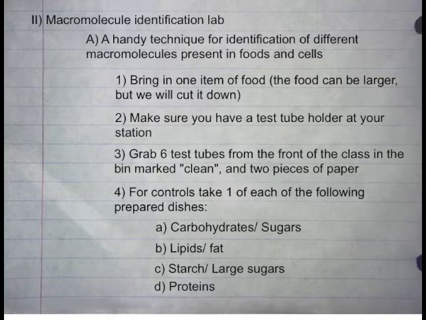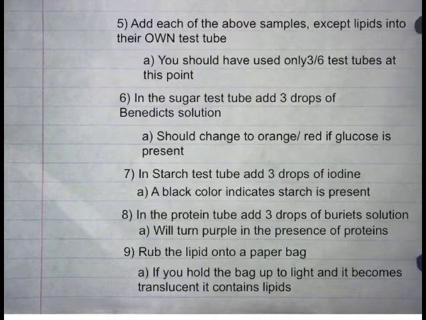Step 3. Grab 6 test tubes from the front of the class in the bin marked clean and 2 pieces of paper. Step 4. For controls, take one of each of the following prepared dishes: carbohydrates and sugars, lipids and fats, starch and large sugars, and proteins. Add each of the above samples except lipids into their own test tubes. You should have only used 3 of the 6 test tubes at this time.